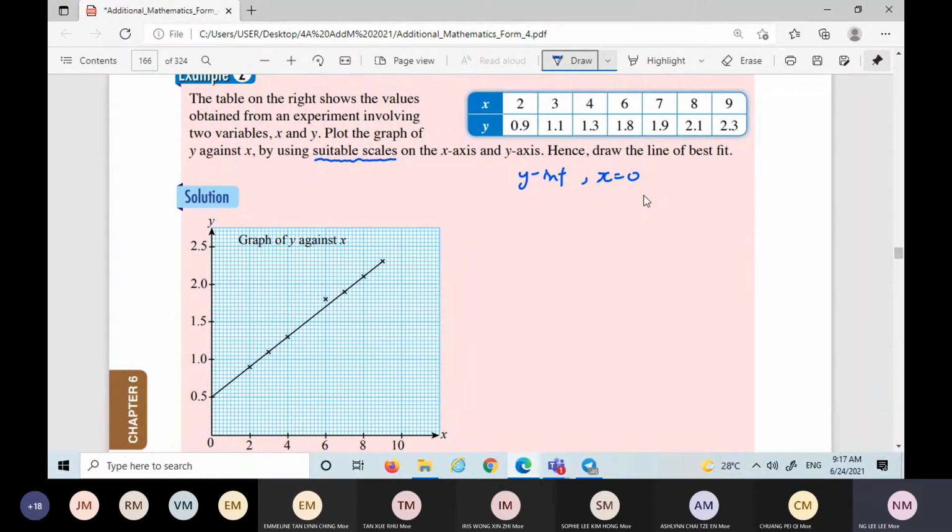After you plot point by point, then you use your ruler. The ruler I want you to use for this topic is a transparent, long ruler, 30 centimeters.